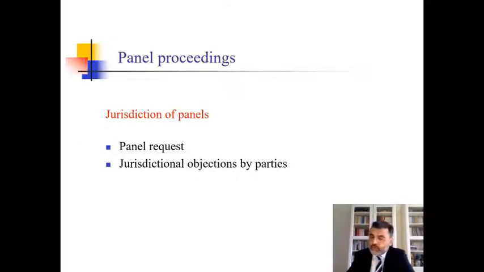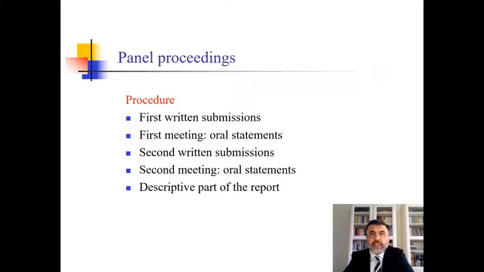Now, this issue of jurisdiction, we've already mentioned it. Now, the panel has been established by the DSB. The panel has been composed either through the agreement of the two parties, or by the appointment of the Director General of the WTO. Then the panel procedure starts. First, the complainant, then the respondent present their first written submissions to the panel. This is followed by a first meeting of the panel with the parties.